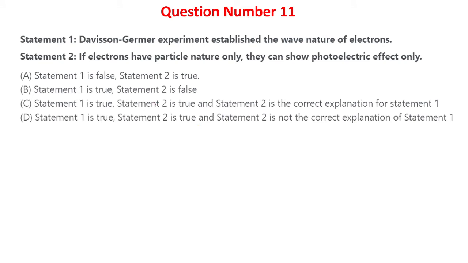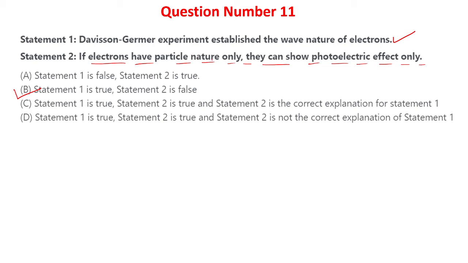Question number 11. Davisson and Germer experiment established the wave nature of electrons. Correct. If electrons have particle nature only, then they would show photoelectric effect only. This is a wrong statement and doesn't explain statement 1. So straightaway, statement 1 is true, statement 2 is false.